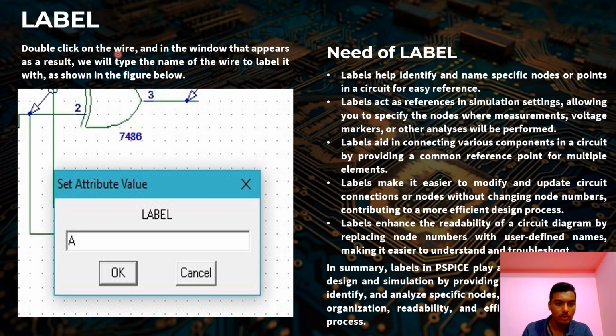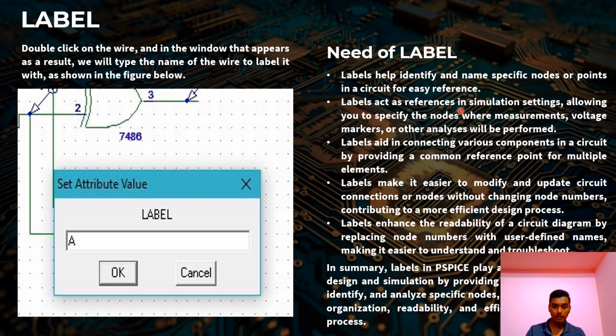The next component we need to see is the label. If we want to label a particular wire or a particular place, we need to double click on the wire, and a window appears like this, and then type the name of the wire and label it. So what is the use of labels? A label helps us to identify a specific node. We can give a specific name to a specific node, which makes it easy to identify that particular node.